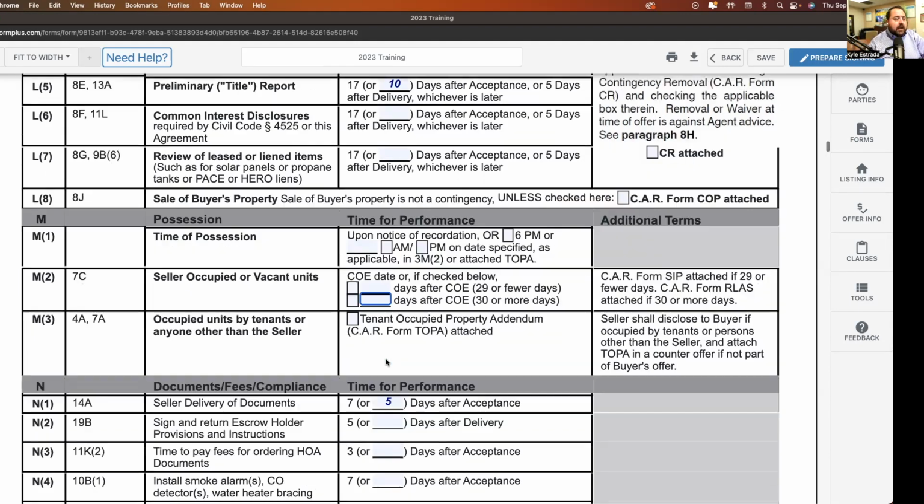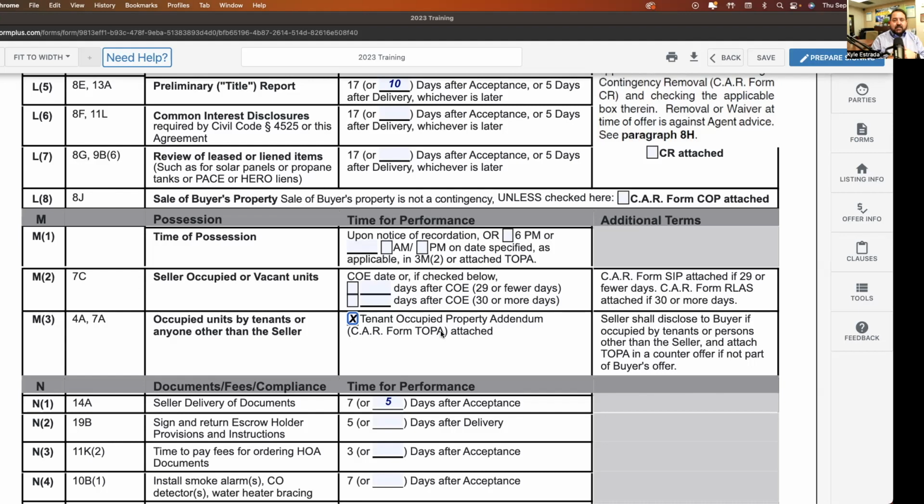All right. The occupied units by tenants, that form, the TOPA that they're talking about here: if I click this box, I have to include it. I know I'm buying a single family home with a tenant in it, or 2 to 4 units with a tenant in one of them, and I'm using this offer, I've got to include that TOPA even if the tenants are moving out. If it's going to be delivered vacant, great, I still have to include the TOPA. If the tenants are going to stay in possession of the property when I close, I still have to include the TOPA. This form is not dependent on one thing or the other. It's for both.